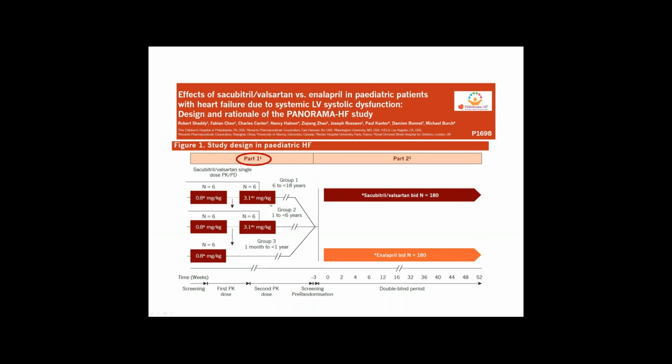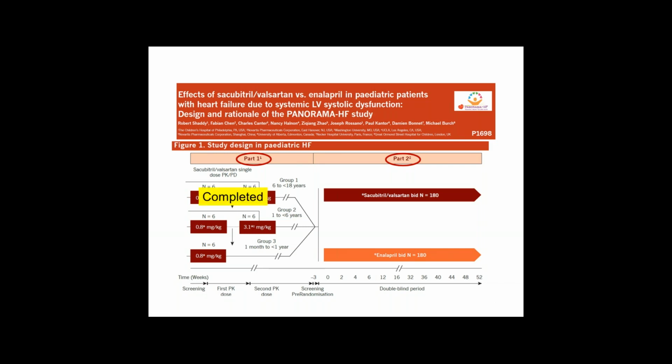And we started with the older age group looking at the pharmacokinetics and pharmacodynamics of it. And once patients completed that and the FDA approved it, we then would move patients into part 2, which is the head-to-head trial of the LCZ696, not placebo-controlled, but randomized to either LCZ696 or enalapril, with the goal of having 180 children in each group.